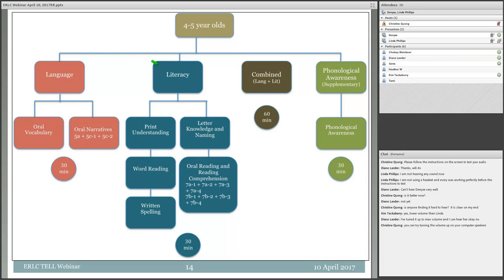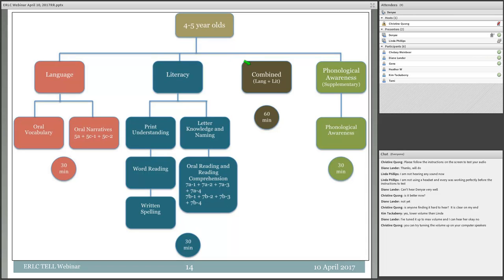If you chose to administer the literacy section alone, that would include print understanding, letter knowledge and naming, and word reading, all of which are single component sections, along with 2 components from oral reading and reading comprehension, and 1 component in the written spelling and writing. And again, this would take approximately 30 minutes.